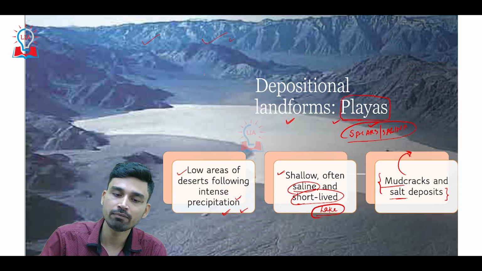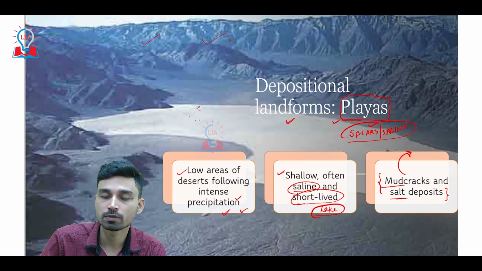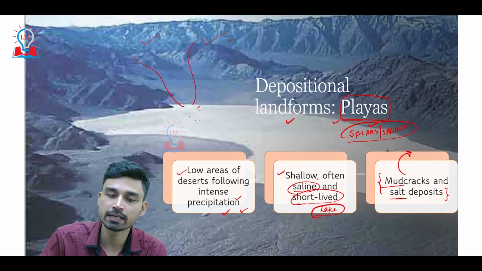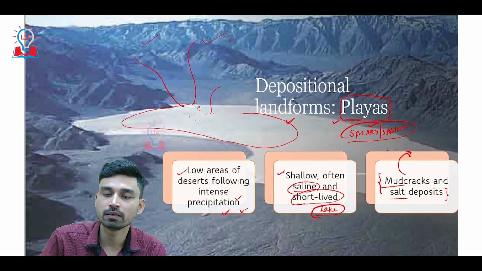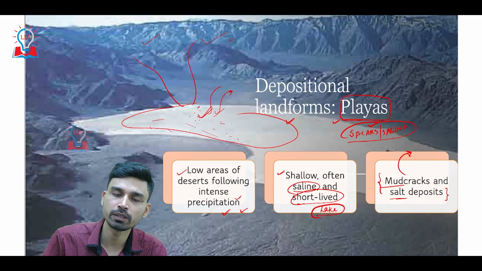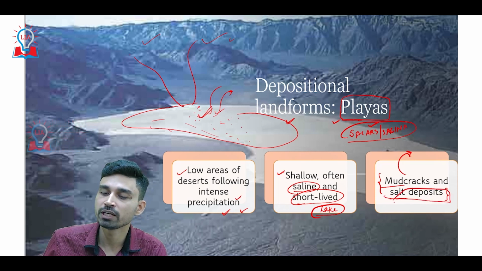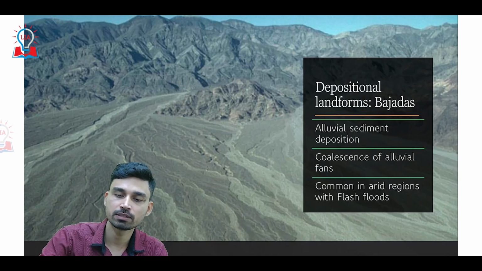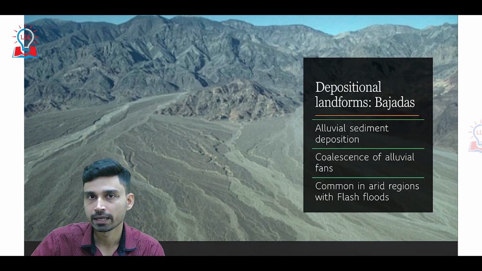Every time rainfall happens, a huge volume of salts get dissolved in water, move from these hilly areas and get collected here. But when the temperature becomes higher again, the water evaporates, leaving all the salt behind in this crust of the desert. Over a long period of time, the continuous accumulation of salt develops a thick salt deposit in the playa regions. So that is the first important landform that we can call playas.